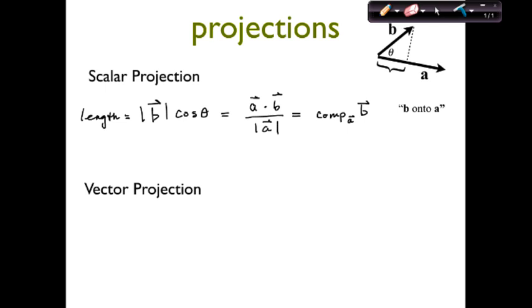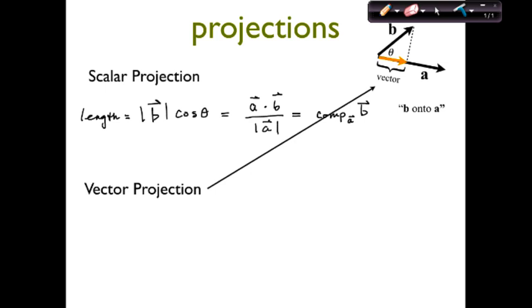Wait, what word is in front of A? Comp, component, C-O-M-P, comp. Oh, okay. Yeah, sure. The vector projection then is that vector. So not just the magnitude anymore, but the vector. So we know its magnitude: A dot B over magnitude of A is its magnitude. And we know its direction. Its direction is in the direction of A.